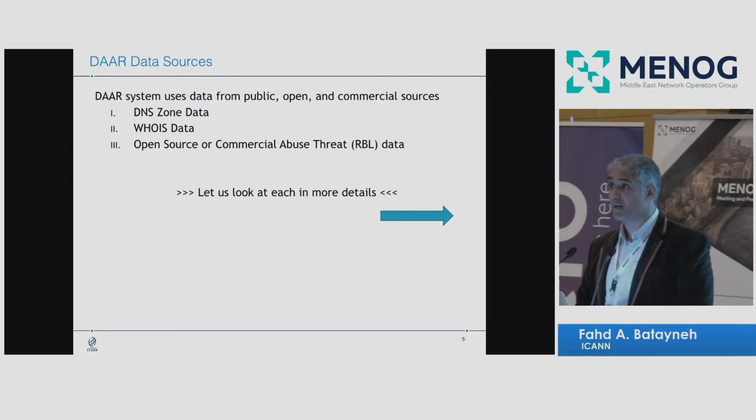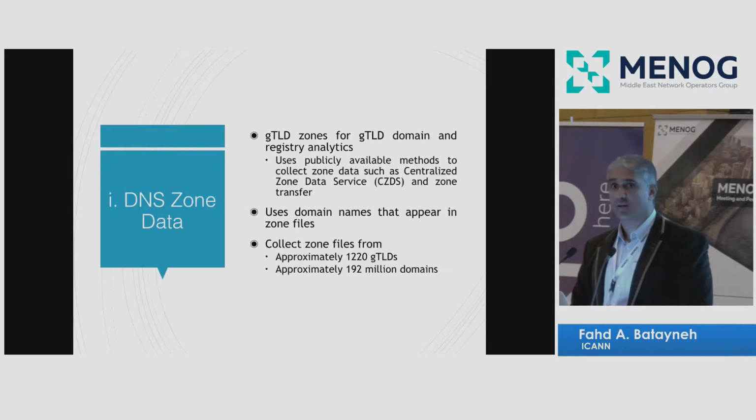DAAR has 3 main sources of data. One is domain name zone file data, another is Whois, and we all know that Whois data is usually public, and of course open source or commercial abuse threat data, which are reputation block lists. I'll talk really quick and brief about each one.